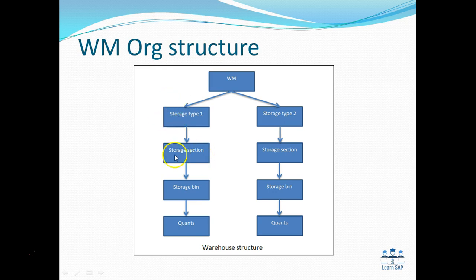Under the storage type, storage sections will be assigned. In the same way, multiple storage sections can be assigned under the storage type. Under the storage sections, storage bins will be there. This is the place where the materials will be stored at the warehouse level. Inside the storage bins, quants will be there. Quants represent the material and batch that exist in the storage bin. If the storage bin doesn't have any material, then quants will not come into the picture.